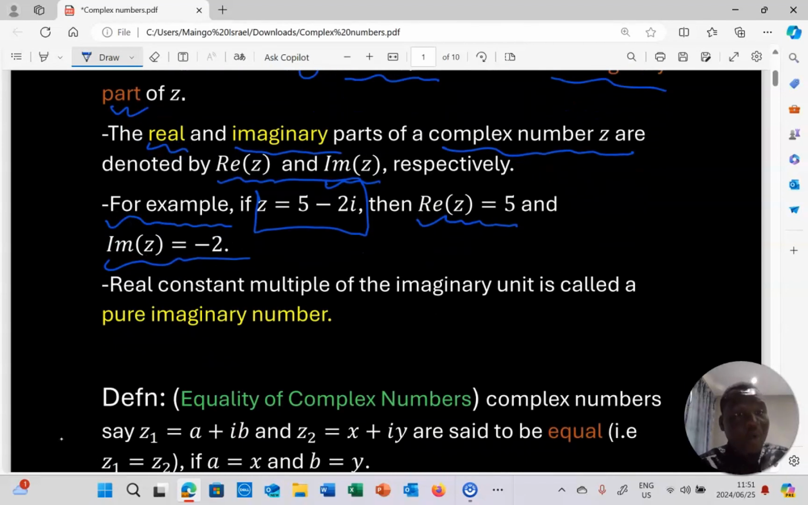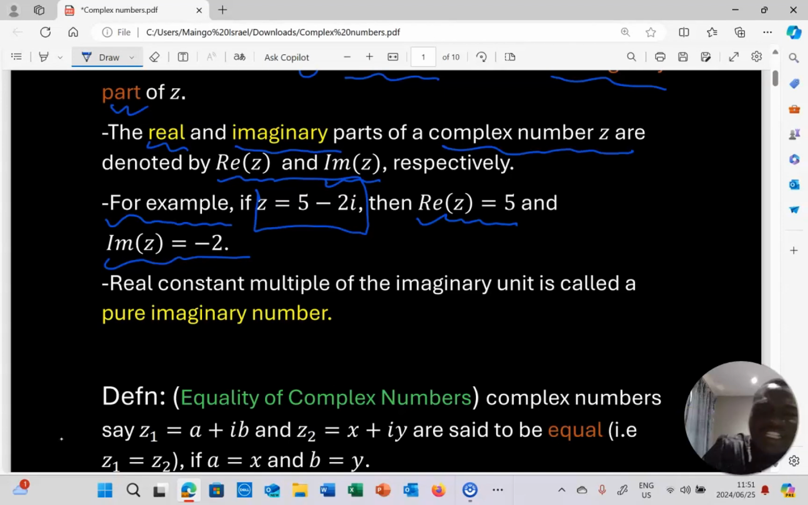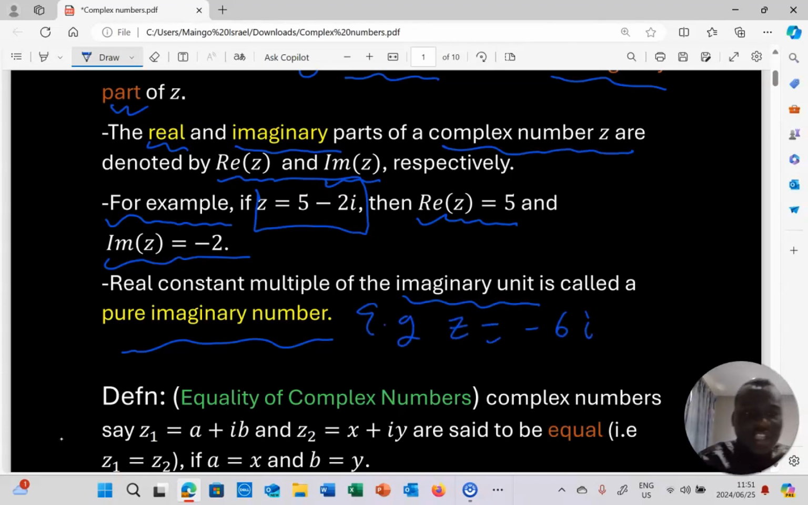Now take note that a real constant multiple of the imaginary unit is called a pure imaginary number. For example, if we have z equals negative 6i, this is called a pure imaginary number, because the definition says that a real constant multiple of the imaginary unit is called a pure imaginary number. So z equals minus 6i is a pure imaginary number.